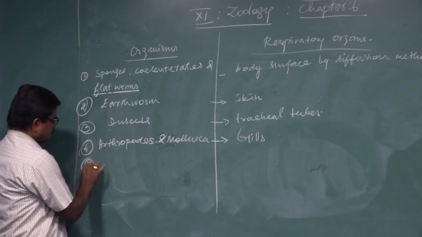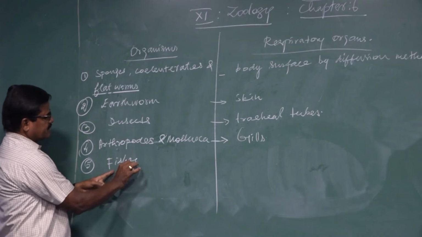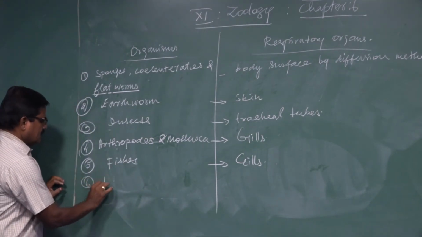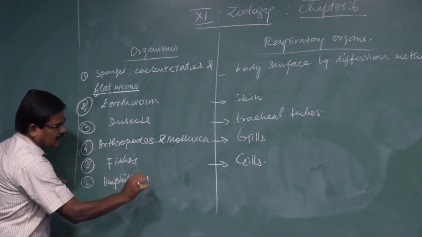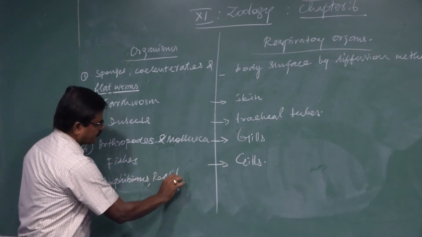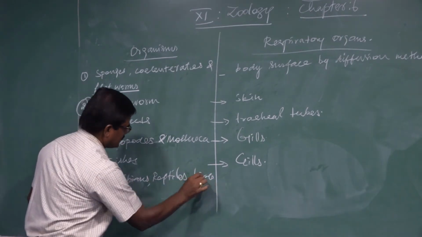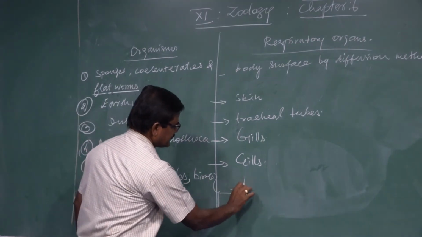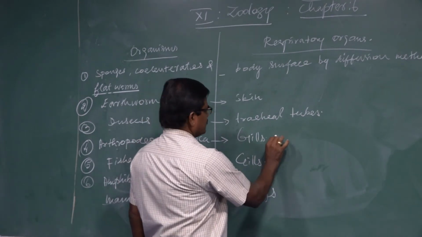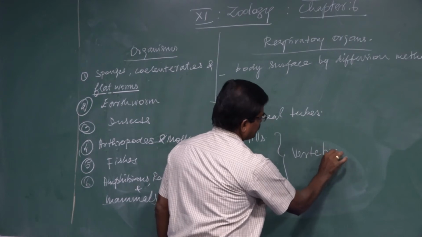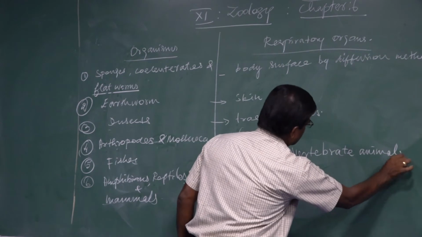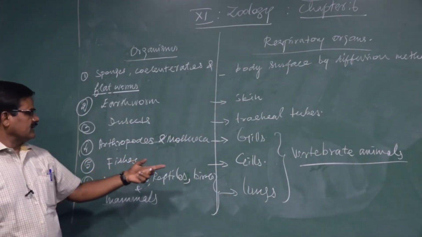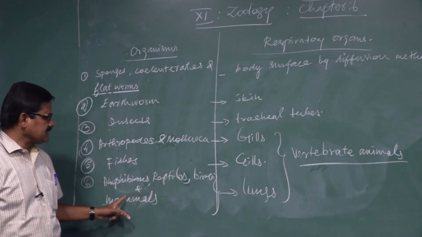Fifth one, fishes. Fishes' respiratory organ is also gills. Next, amphibians, reptiles, birds and mammals. Respiratory organ is, you know that, lungs. So, these are vertebrate animals, with presence of backbone. Invertebrate means absence of backbone. So, fishes' respiratory organ is gills. Amphibians, reptiles, birds and mammals' respiratory organ is lungs.